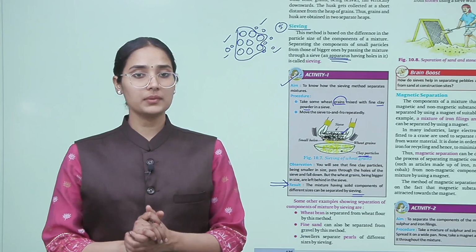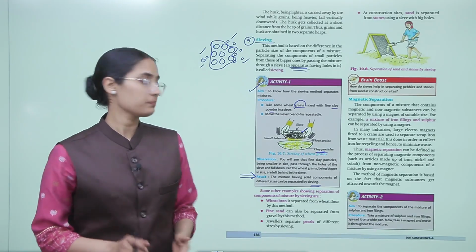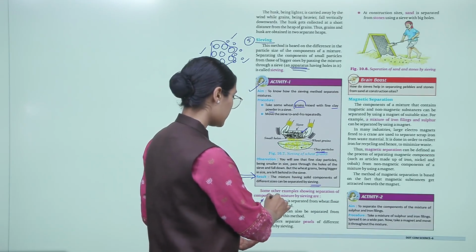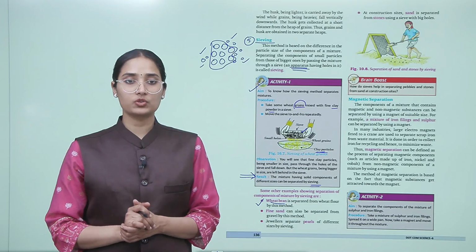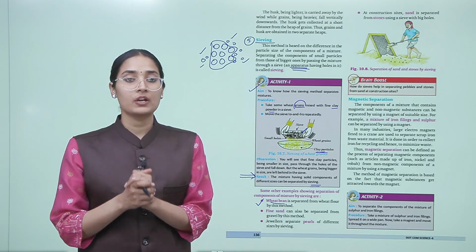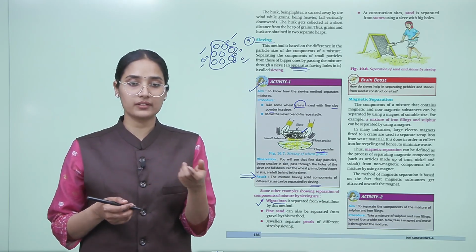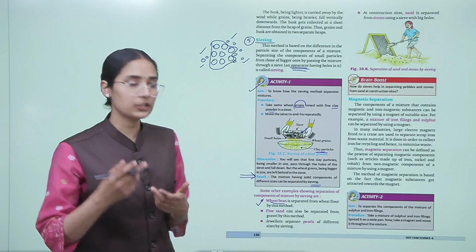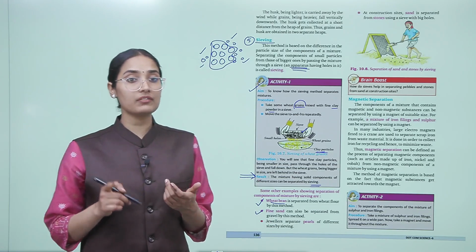Now students, some other examples showing separation of components of a mixture by sieving: wheat bran is separated from wheat flour by this method. Wheat bran is the outer covering of the wheat, okay? So we separate wheat bran from the flour by the sieving method, right? We use this method in our day-to-day lives. Fine sand can also be separated from gravel by this method.